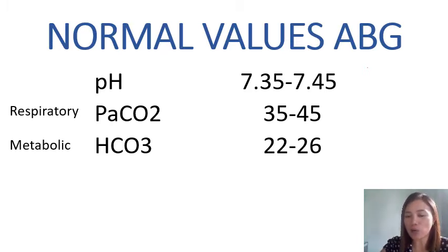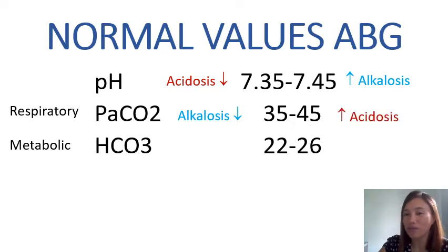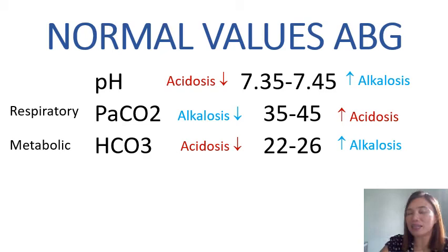If the pH in your lab result is less than 7.35, that is acidosis. If it's more than 7.45, alkalosis. If your PaCO2 is less than 35, that's alkalosis. If more than 45, acidosis. Bicarbonate less than 22, that's acidosis. And if more than 26, that's alkalosis.